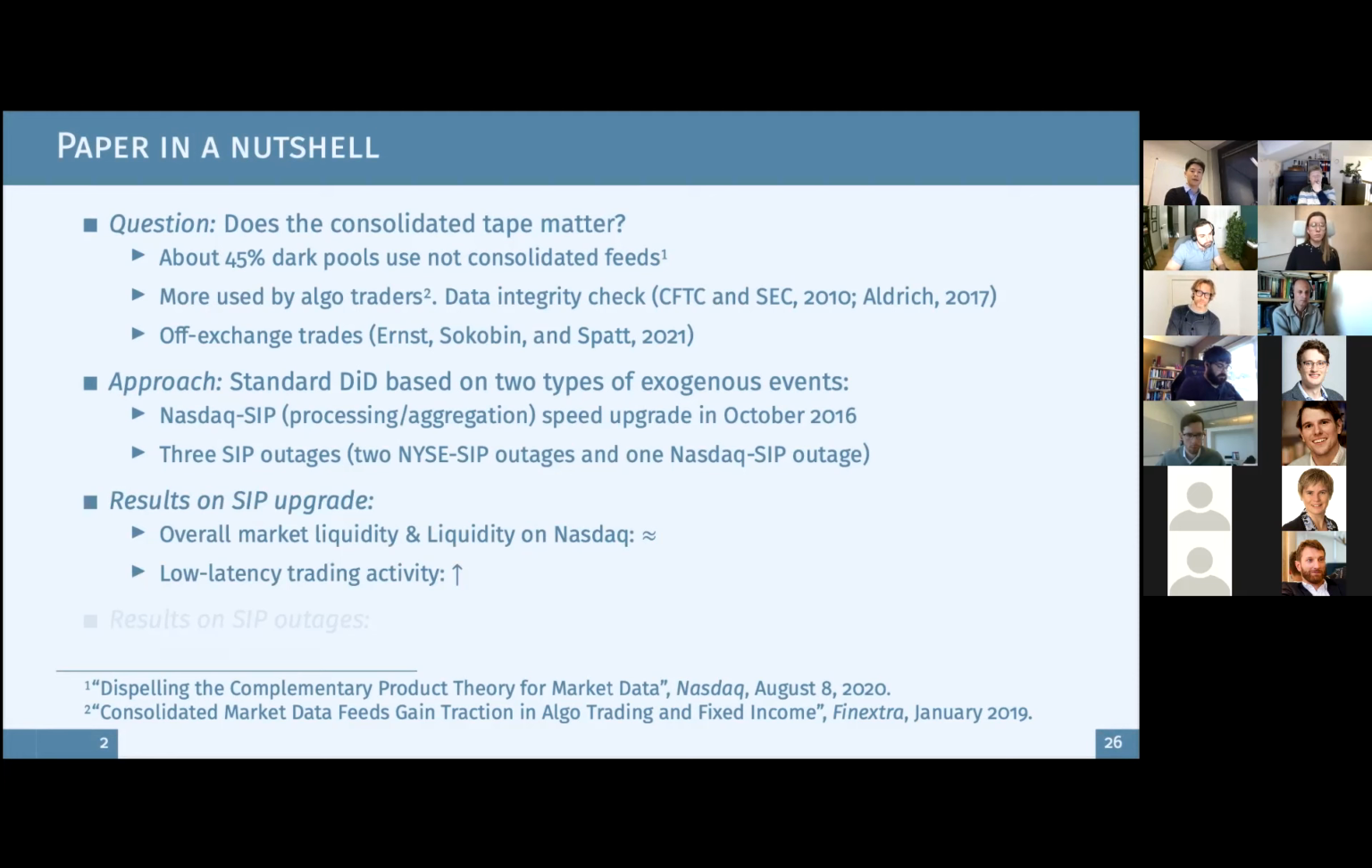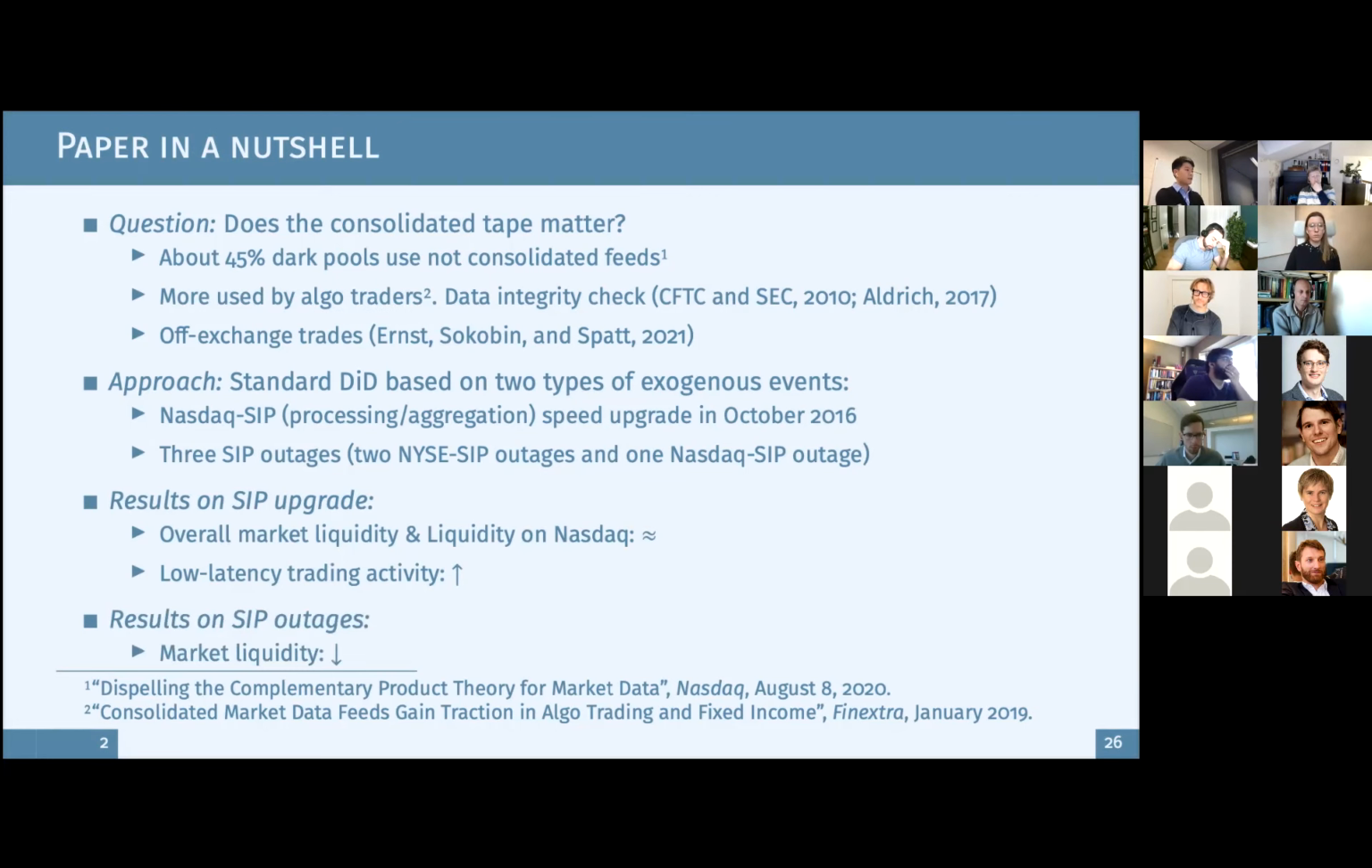I try to explain it through the channel that the advantage of fast traders through direct feeds vanishes, or at least diminishes to some extent, after the SIP upgrade. So they have to become faster than before, competing with the slow traders who have now become a bit faster because of the data upgrade. So the upgrade of the SIP seems to create some sort of externality in the market. There's no real benefit on liquidity, but activity increases.